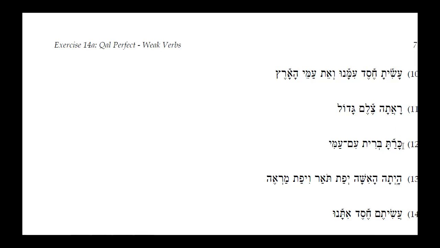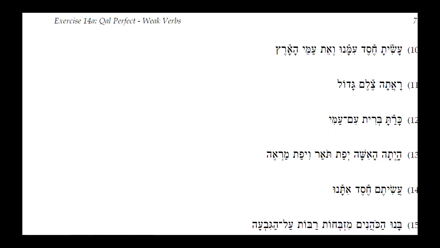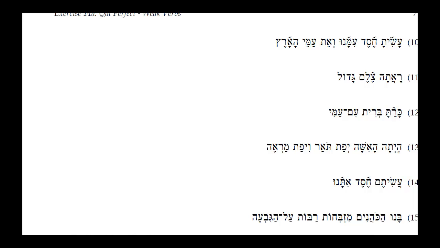Number 12, karata brit im ami. And so we have here number 12, "you cut a covenant with my people." Karata is a qal stem, perfect conjugation, second masculine singular from karat. Notice you have the doubling of the tav. This is not a dagesh lene as it normally is in a strong verb, but it is a dagesh forte, because karat ends with a tav and the second masculine singular subformative begins with a tav, so it's actually two tavs in one right here.